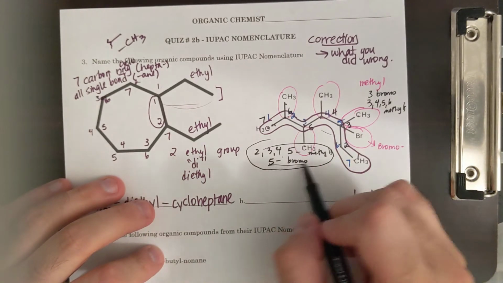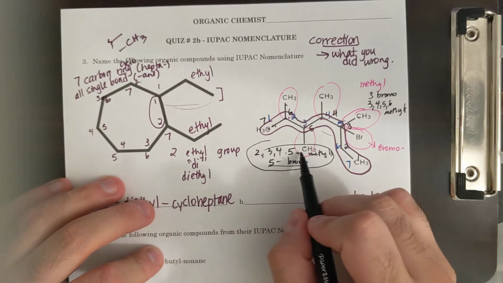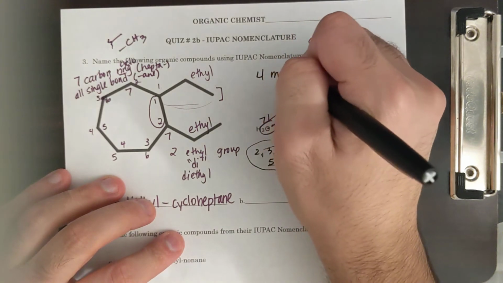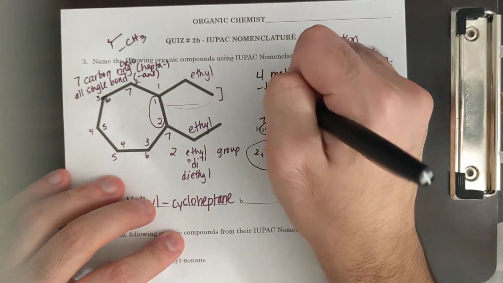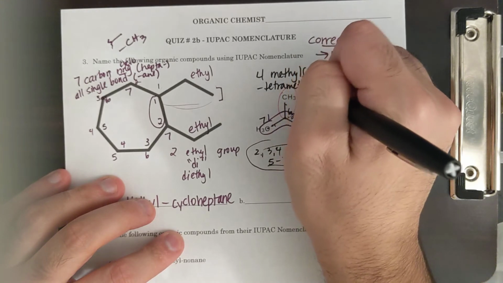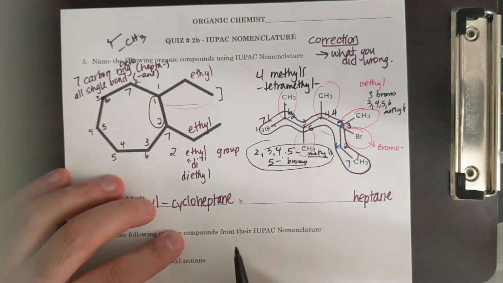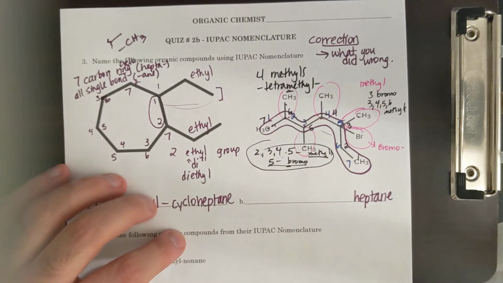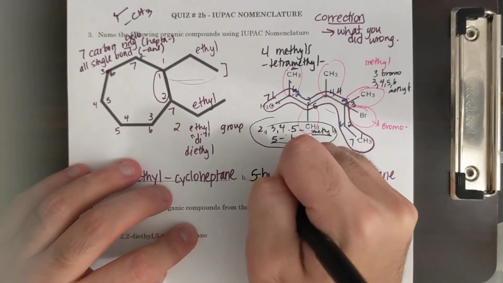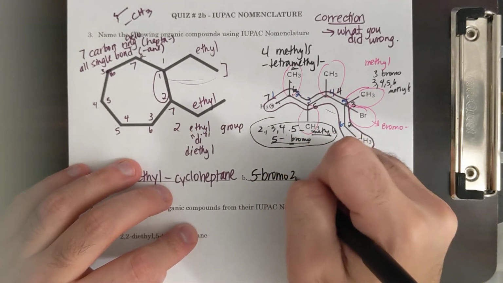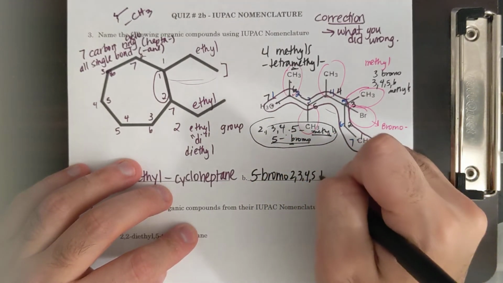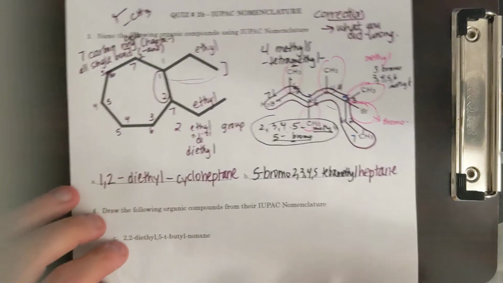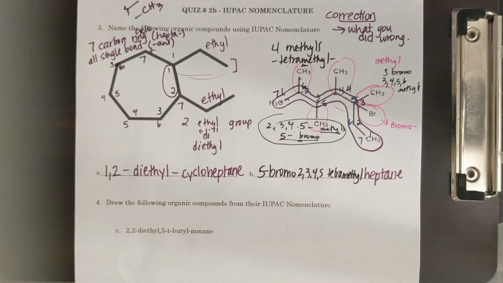Now, I know I got 5-bromo. If I have 2, 3, 4, 5 methyl, that means I have 4 methyls. The way that I name 4 methyls is tetramethyl. And I need to use the numbers to tell you where they are. Tetramethyl with an M is going to come after the 5-bromo. So the way that I would name this would be 5-bromo, and then 2, 3, 4, 5-tetramethylheptane. That is how I would name this compound.